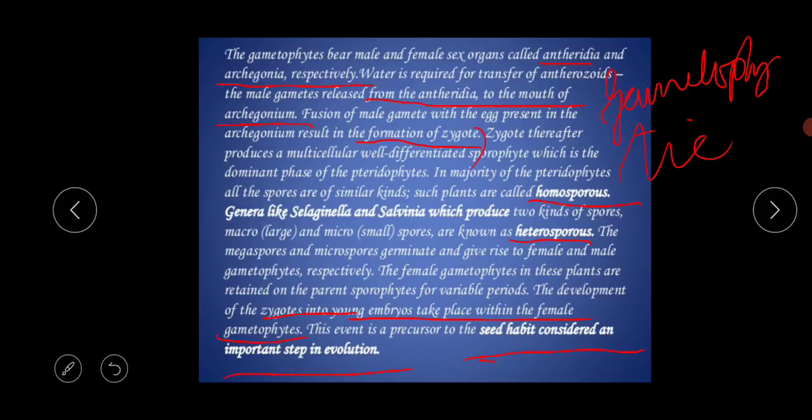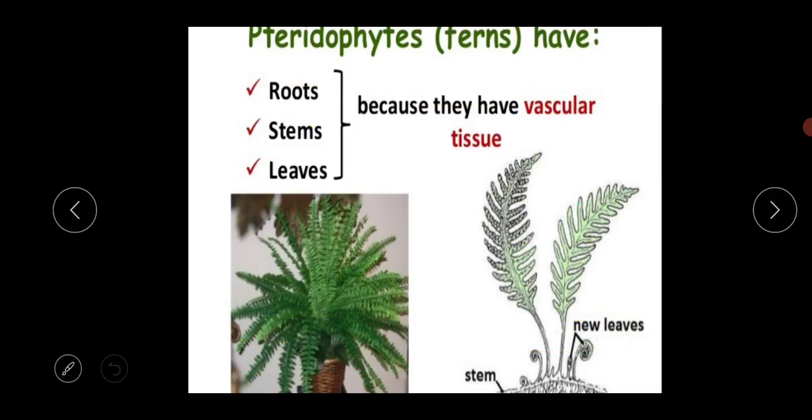These pteridophytes are further classified into four classes: Psilopsida, Lycopsida, Sphenopsida and Pteropsida. These pteridophytes have roots, proper stem, proper leaves, and they have vascular tissue also.